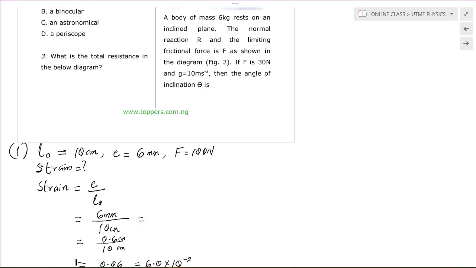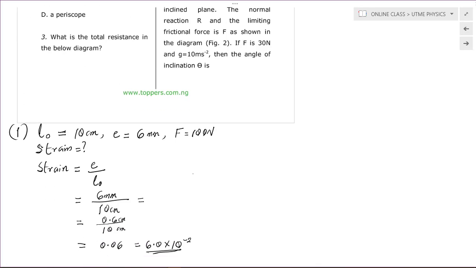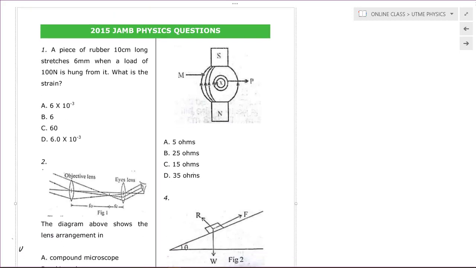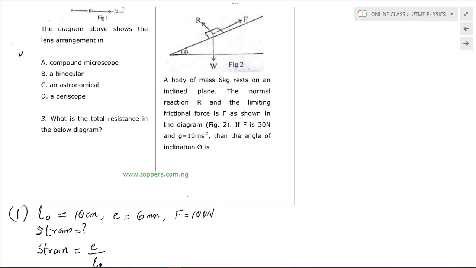Now straight to number 2. In number 2, let's see, it gives us a diagram. The diagram above shows the lens arrangement. In which one do we have this kind of arrangement? That's what they are saying there.